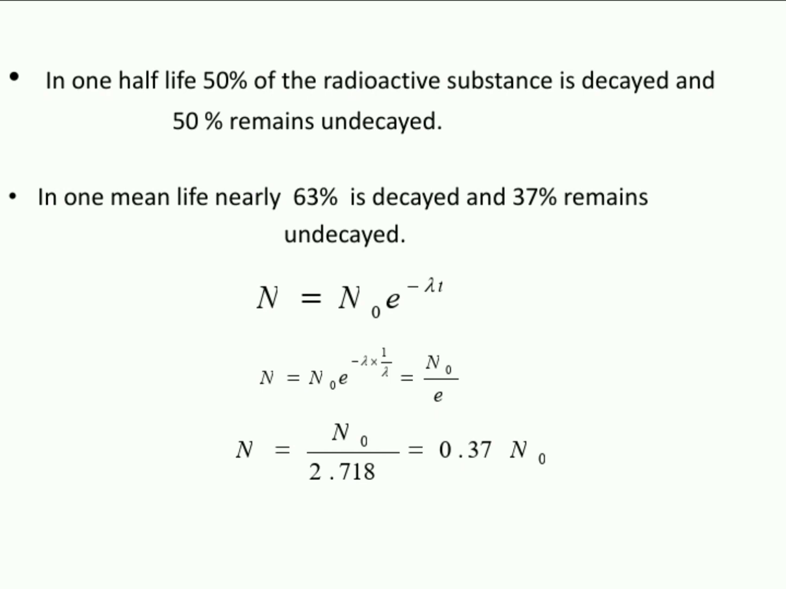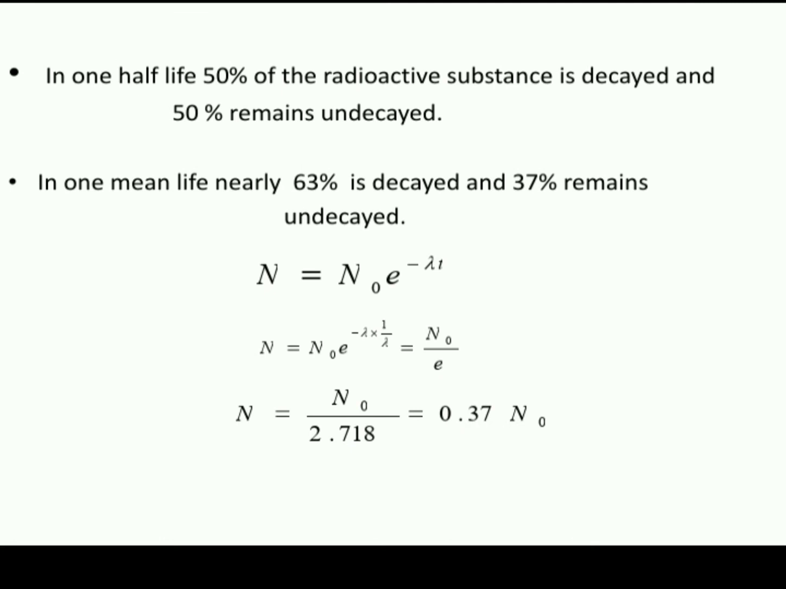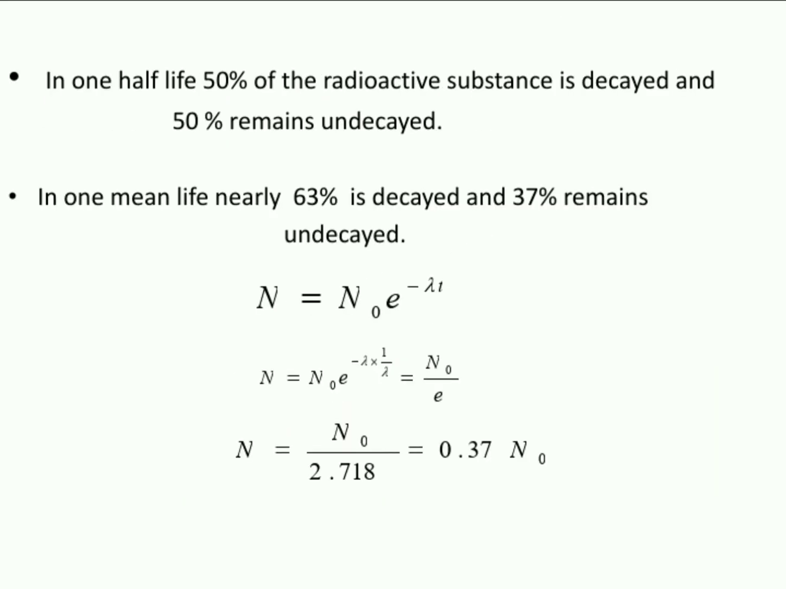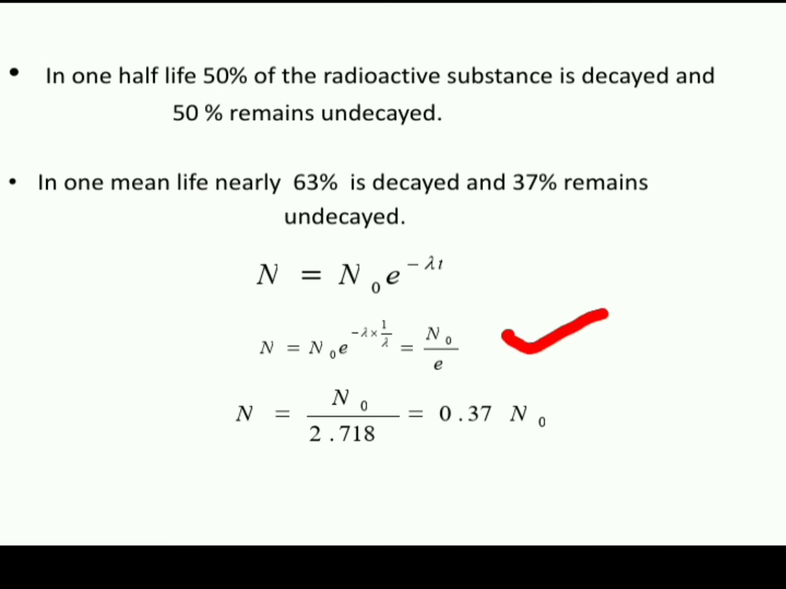We know N is N naught e power minus lambda T. So N is equal to N naught e to the power minus lambda, and I took T as one mean life. Just now we have derived what T is equal to. If T is 1 by lambda, and you substitute the value of T in the disintegration equation, N is equal to N naught e power minus lambda T, we will get N is equal to N naught divided by e. The value of e is 2.718. Simplify it, it comes out to be 0.37 N naught.